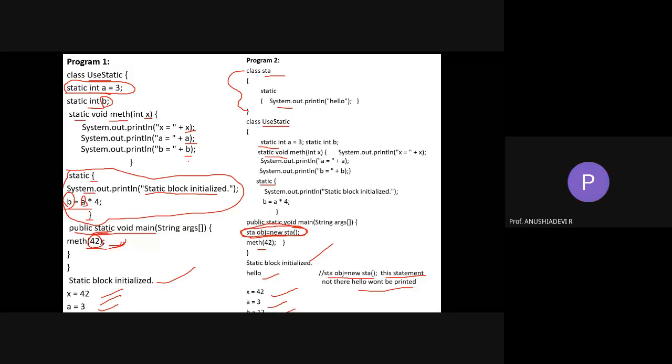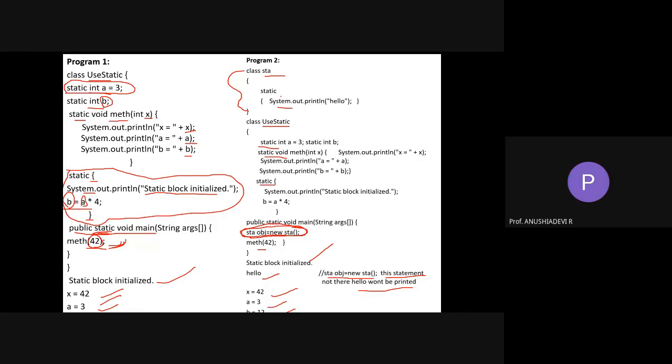Yes, ma'am. Got it. Now, pa, tell me, pa. Ma'am, here in this program too, in case we don't create an object for the STA class, will it raise an error, ma'am? We won't get an error, pa, but that static block won't be executed. Okay, ma'am. Got it. Okay. Thank you, ma'am. Okay, pa.